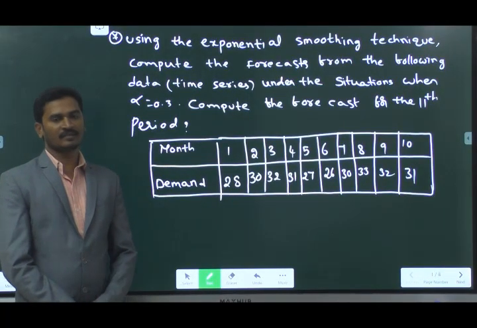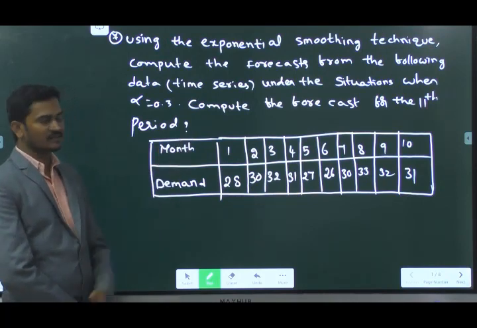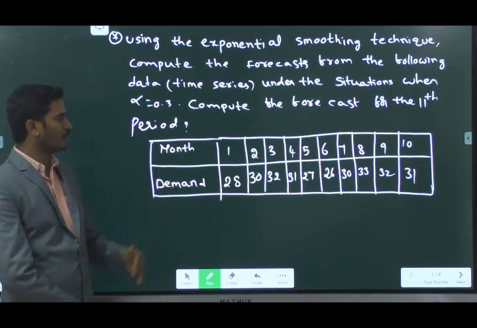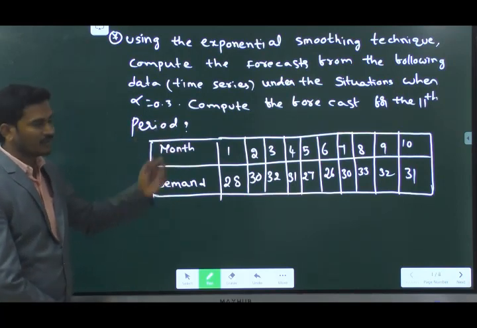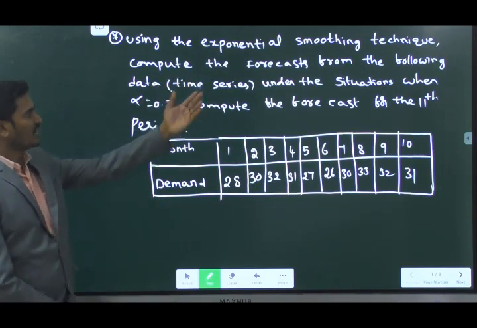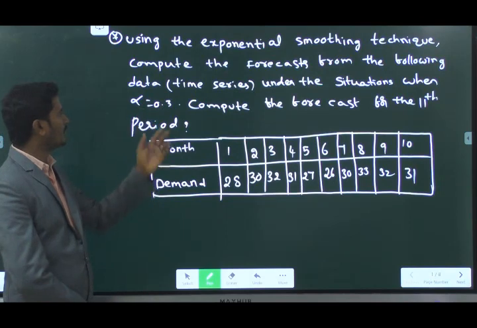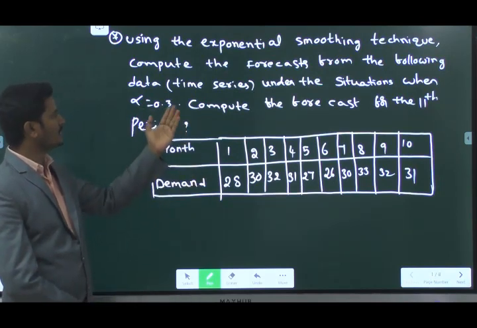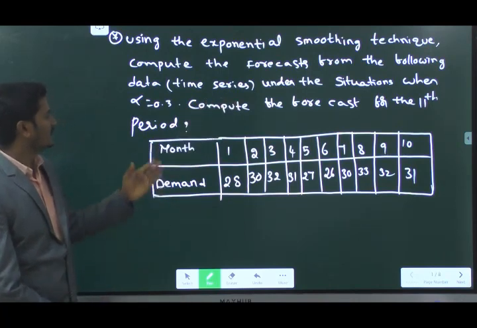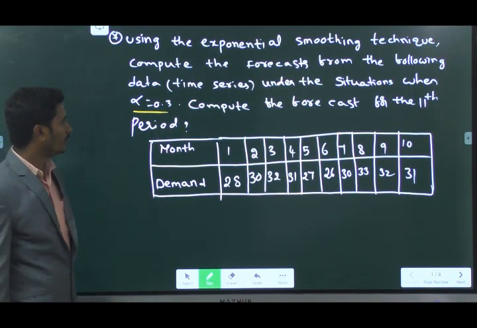In previous classes, we solved problems on the exponential smoothing method. In this lecture also, we are going to solve another different problem in the same method. Here I have taken one example: using the exponential smoothing technique, compute the forecast from the following data. The data is a time series, the demand given month-wise. The exponential smoothing constant is alpha equal to 0.3.